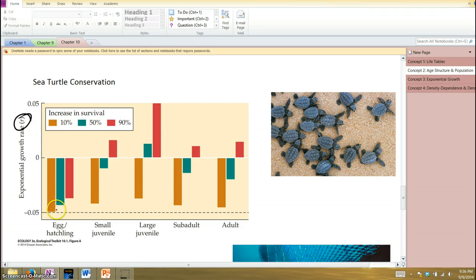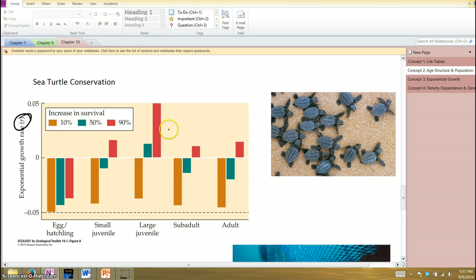And essentially, if you were to increase the survivorship of the hatchlings by 90%, it still does not help that population grow. That is, it does not get the exponential growth rate above 0. Okay, 0 for the exponential growth rate is just a stable population. Anything above 0 is a growing population. Now you can see with juveniles, if they increase survivorship only 10%, again, doesn't really help. But as you get towards 50 and 90%, you can see particularly with 90%, that helps this population to begin growing.